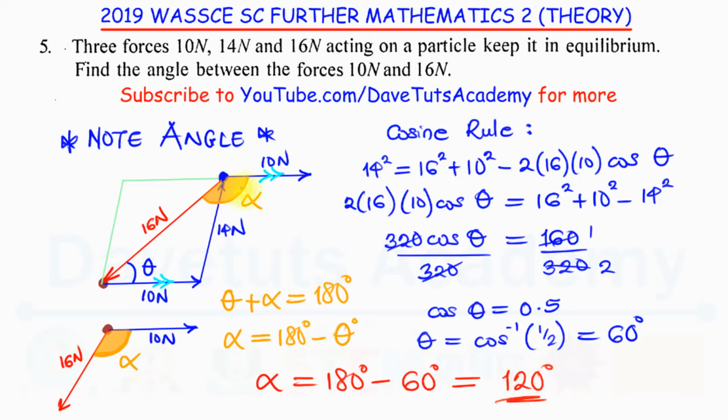So 120 degrees is the value of the angle between the 16 Newton force and the 10 Newton force. Just look at it that at the point where the forces are acting, they need to pull in two different directions, and that is how we can find the angle to be obtuse and not acute. All right.